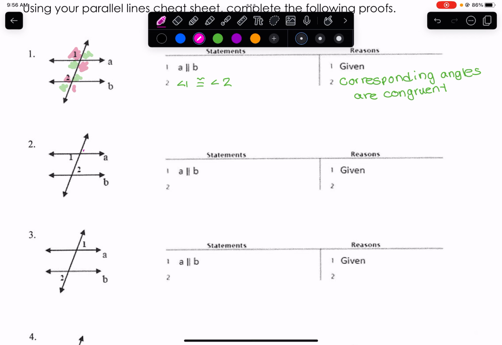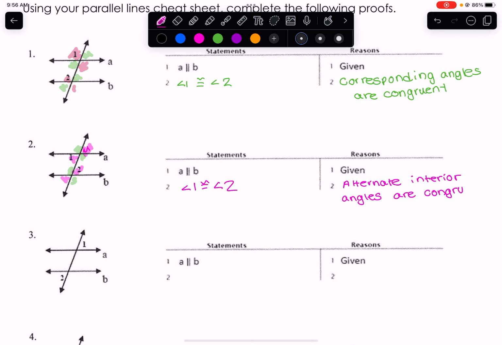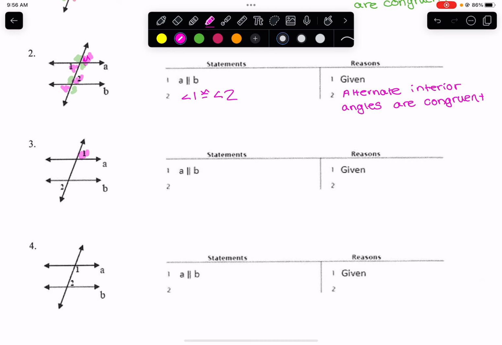So you're just going to go through and do the same thing for the rest of these. Again, you're going to have to name the relationships and whether or not the angles are congruent. So again, same color, so angle 1 is congruent to angle 2. In this case, they are alternate interior angles. So alternate interior angles are congruent. And again, we continue.